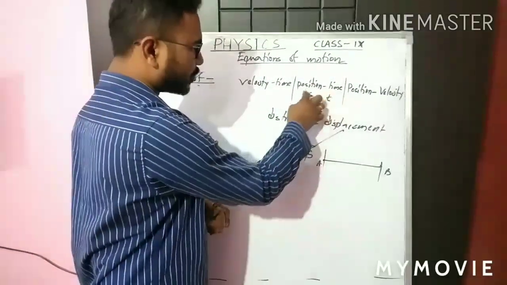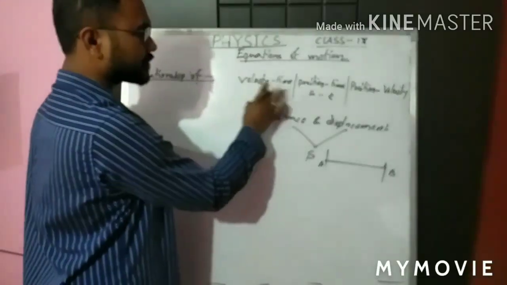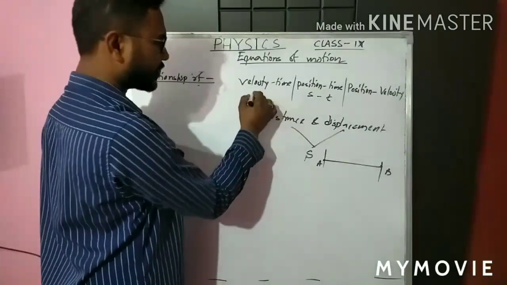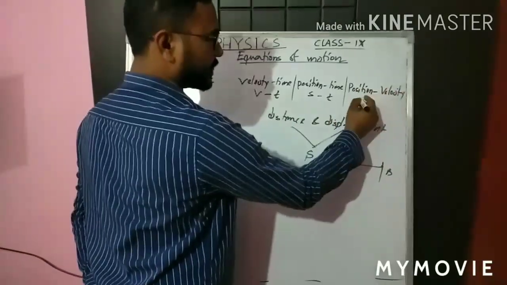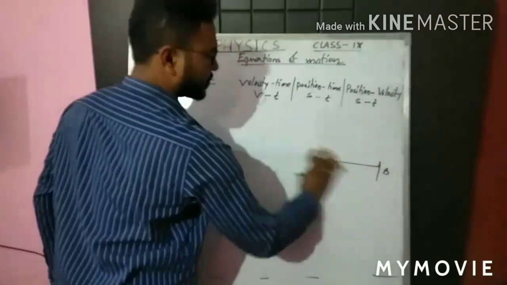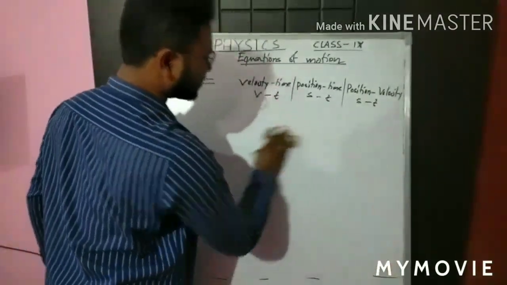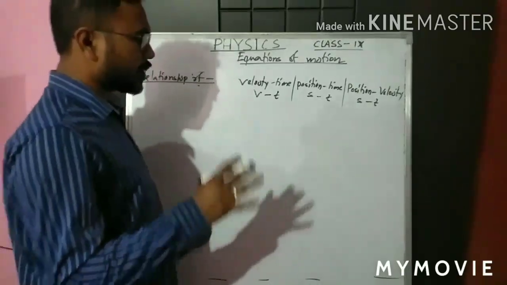Now, one relationship we have got is distance-time, that is the position-time relationship. Another will be velocity-time, where velocity we denote by V and T, right? Another will be position-velocity. Now in this explanation, a few things you ought to remember. Why are there only three relationships?